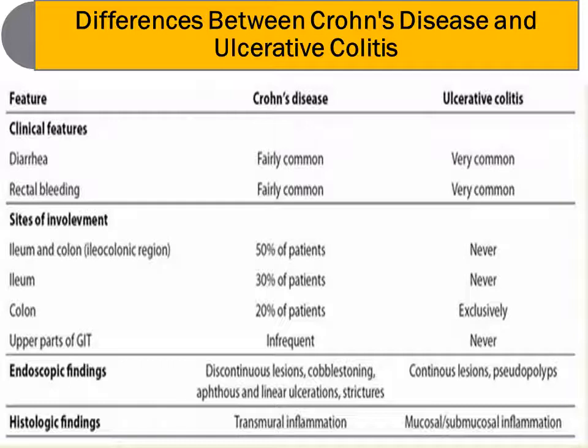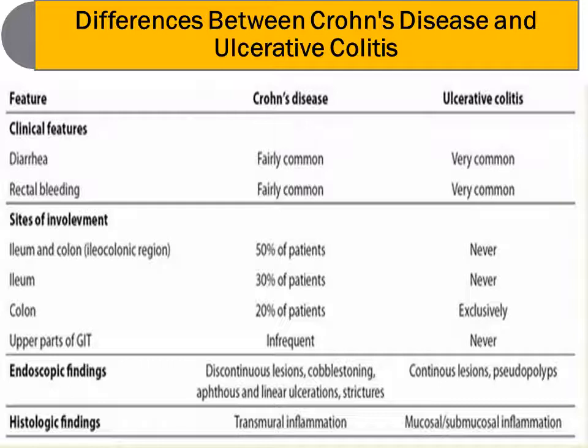As far as the clinical features are concerned, diarrhea in Crohn disease is fairly common, and in ulcerative colitis it is very common. Rectal bleeding is fairly common in Crohn disease, while in ulcerative colitis it is very common. Site of involvement: ileum and colon in 50% of patients in Crohn disease, while it is very rare, never, in ulcerative colitis. Ileum alone in 30% of patients in Crohn disease, colon alone in 20% of patients, but exclusively ulcerative colitis has colonic involvement. Upper parts of the GIT are infrequently involved in Crohn disease and never in ulcerative colitis.